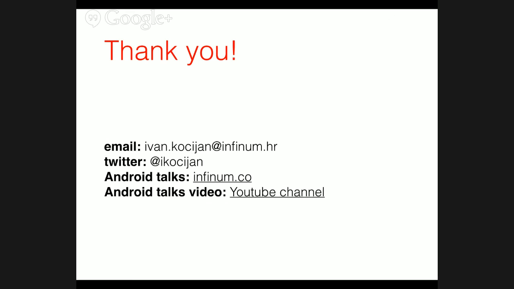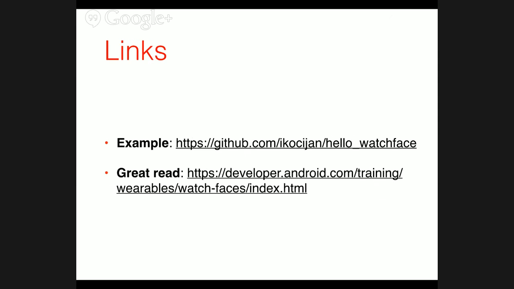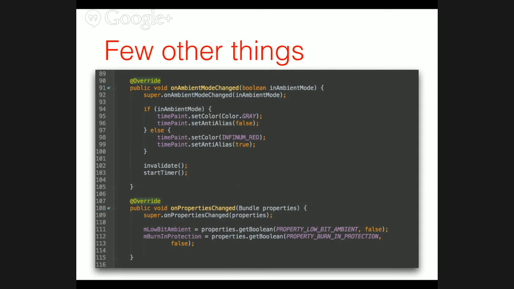There's something invisible in the corner. Yeah, you can on round watches. Basically they are square watches, but just cut with cut-off corners. So is there something that tells you that the watch is circular? Yeah, there's a method. Sorry, I didn't show that. In onPropertiesChanged here, you can get whether the watch is round.